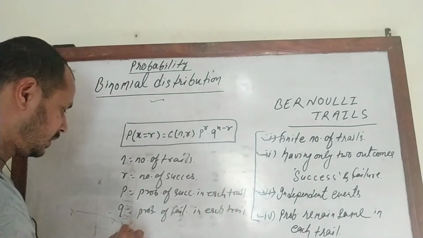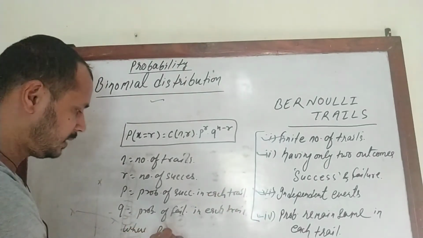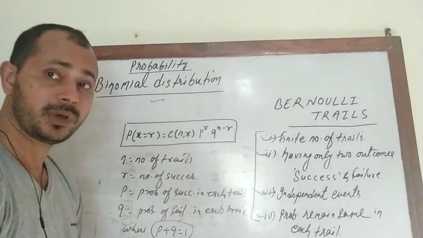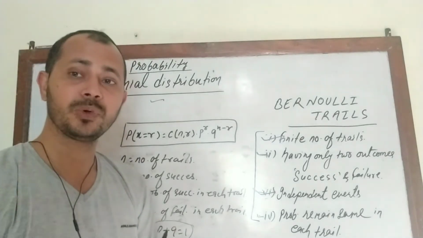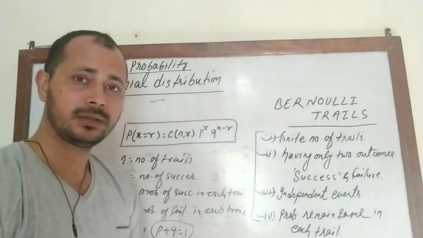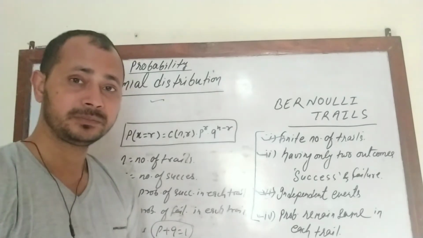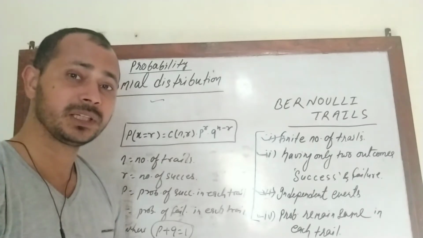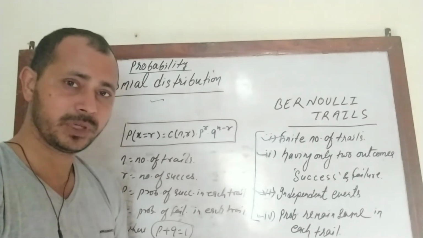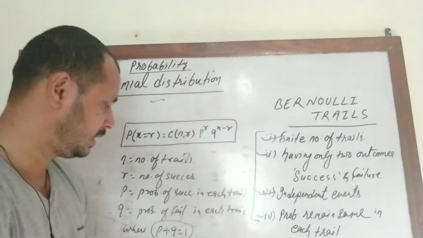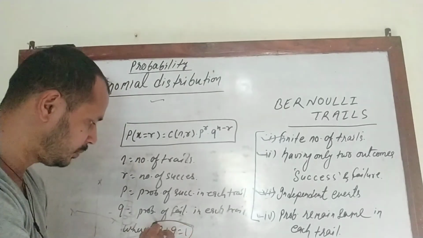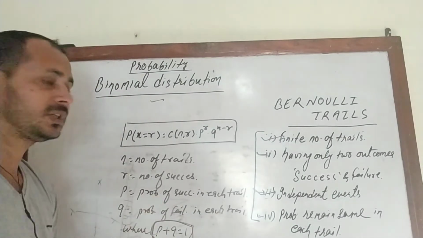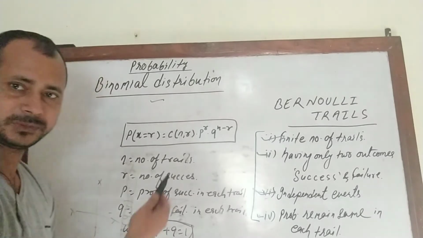Then the main thing: p plus q is always 1. How? The probability of failure and the probability of success are complements of each other. The probability of getting head in a trial is 1 by 2, then the probability of getting tail in a trial will be 1 by 2. 1 by 2 plus 1 by 2 is equal to 1. So in each trial, p plus q always equals 1. On the basis of this formula, we will be able to solve the problem. Have a look.